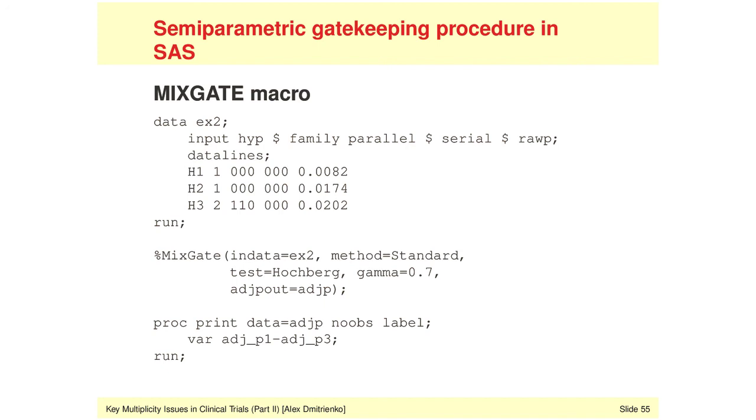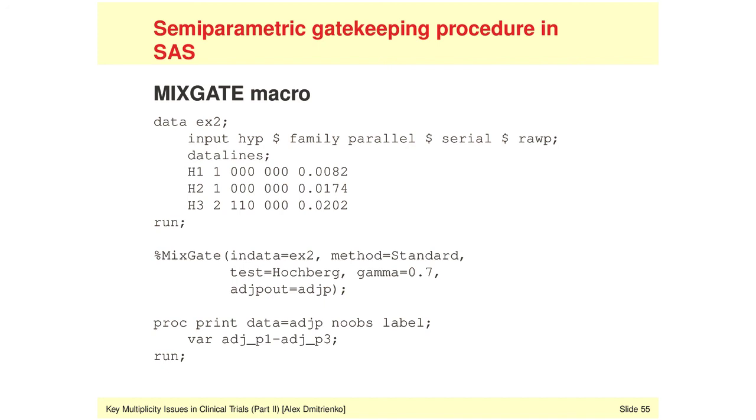The third argument for the mixed gate macro is the test argument. It specifies the component procedures that will be applied to each individual family in this multiplicity problem. In this particular case, there are 2 different families, and we can see here that the Hogberg procedure will be applied to the first family with the truncation parameter equal to gamma of 0.7.